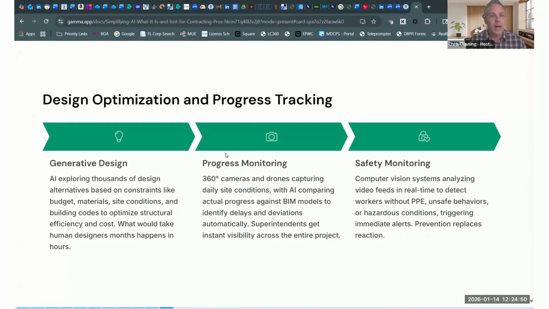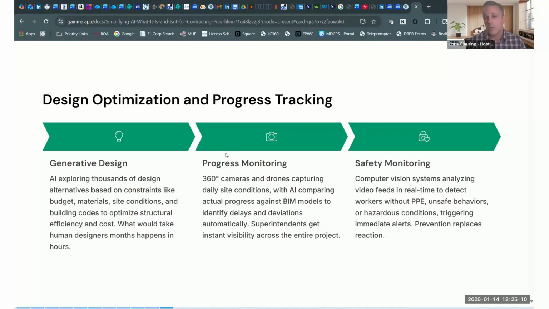So design optimization and progress tracking, again, AI is perfect for this. It can do different design components. So if you're looking at, let's say you're trying to value engineer something, maybe we could use a less expensive material and still give us the outcome that we want.